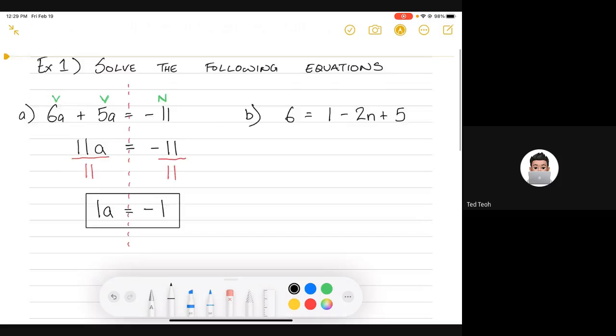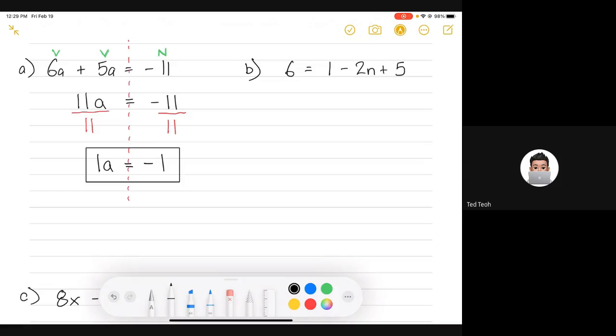Again, if you wanted to write a equals negative 1, that is also all right to write. You don't need to write the 1 in front of the letter. It's up to you. All right, let's try this second example, question B.